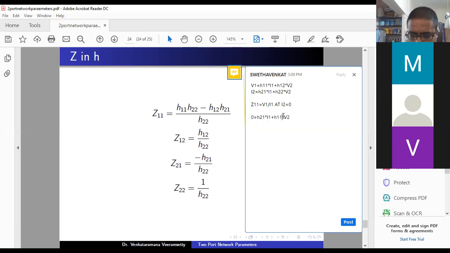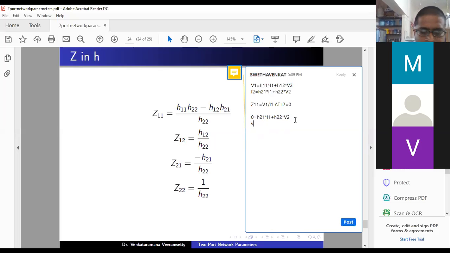H22 multiplied with V2, right? And Z11 equal to V1 by I1. In this first equation, we have V1 and I1, but here I have V2. If we are able to represent V2 in terms of I1, then we can easily find the V1 by I1 ratio. How do we get V2 in terms of I1? By using this equation.